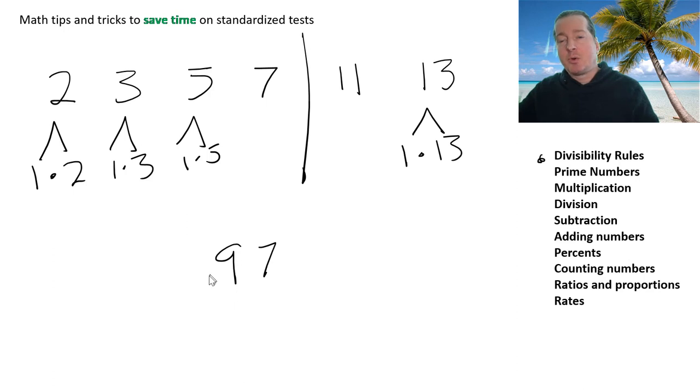So 97, well, of course, it's not divisible by 2. It's not an even number. Is it divisible by 3? Well, we use our divisibility rule. 9 plus 7 is 16. Nope, not divisible by 3.